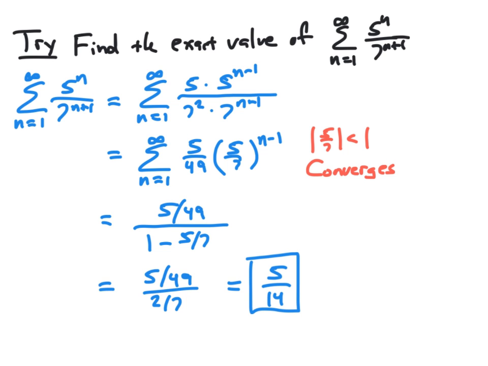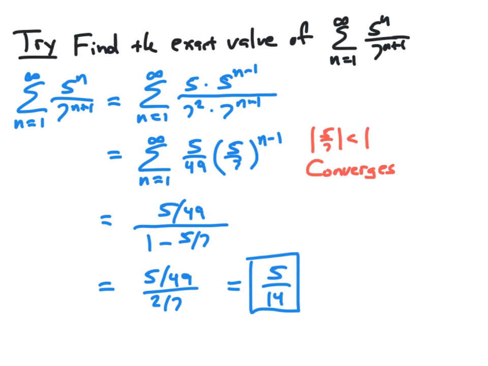We then group everything together. We have a constant term of 5 over 49. That'll be our initial value a. We have 5 over 7, 5 sevenths to the n minus 1 power. And therefore, since that has an absolute value of less than 1, this series will converge.